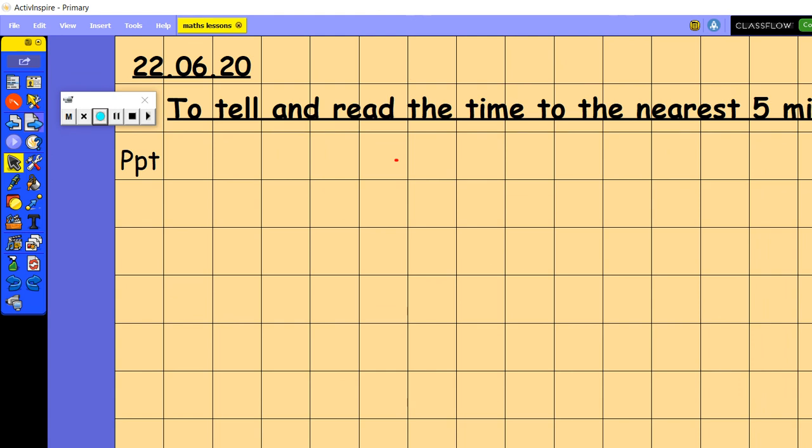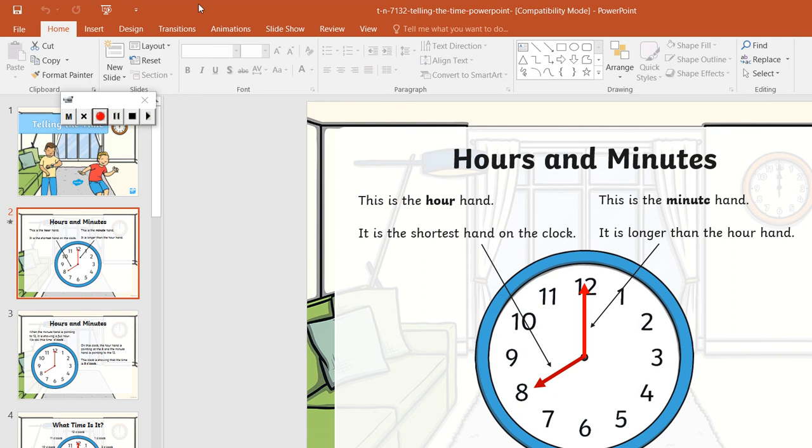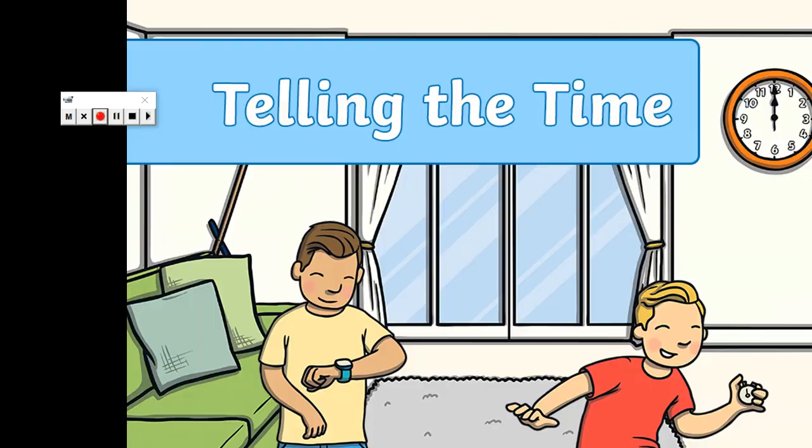Okay, welcome back, Bumblebees. So in today's lesson, we're going to tell and read the time to the nearest 5 minutes. So we're just going to have a quick recap of telling the time to the nearest 5 minutes, and then we will move on for today's learning. So let's have a look at our recap of telling the time.